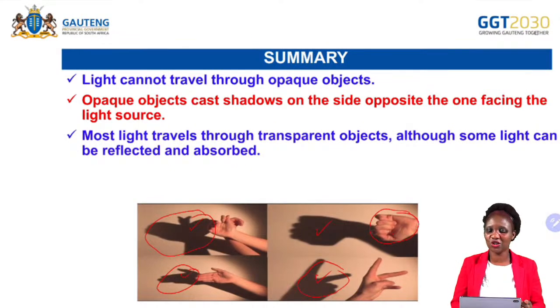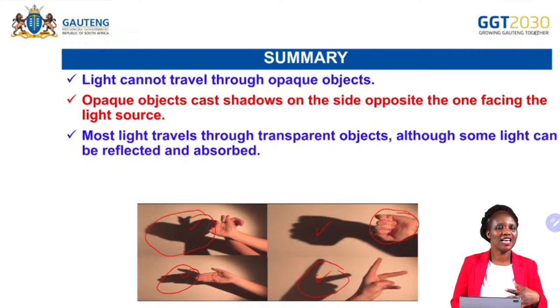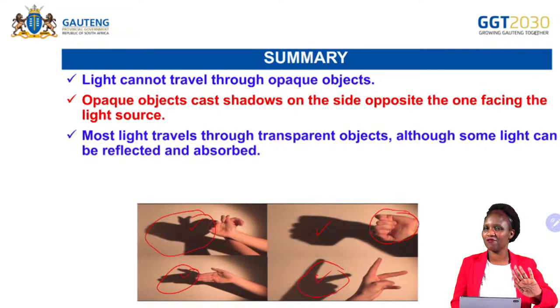Most light travels through transparent objects, although some light can be reflected and absorbed. Some light can be reflected and some light can be absorbed. For example, light is reflected at illuminated objects like the moon. The moon reflects light from the sun.